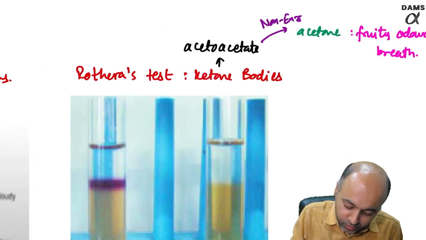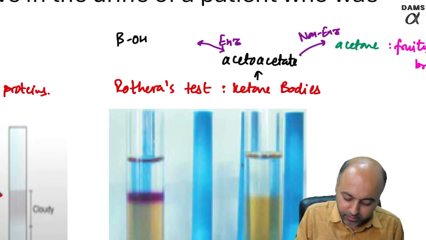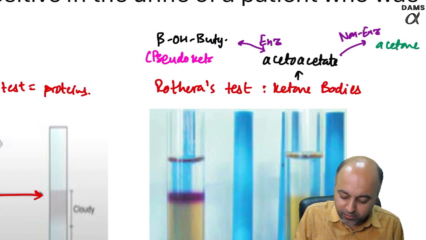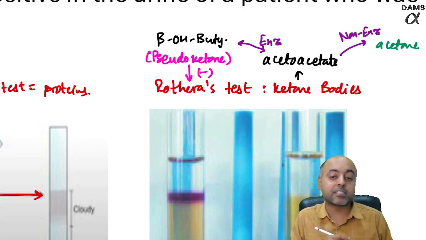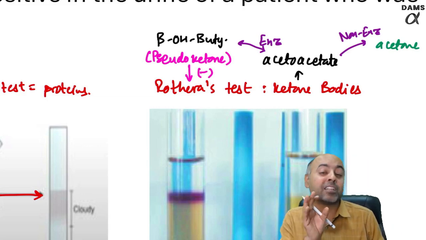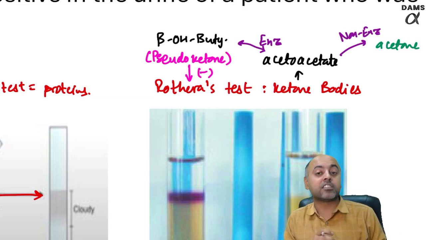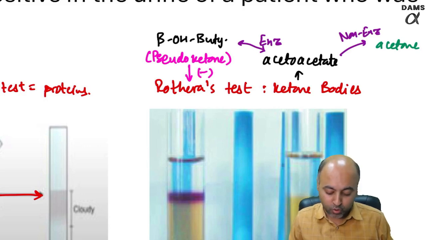The acetoacetate also gets converted enzymatically, and that too reversibly, into beta hydroxybutyrate. About beta hydroxybutyrate, what you have to remember is that it is a pseudo ketone, meaning it doesn't have the keto group, and therefore when you test it via the Rothera's test, the result will be negative. So please remember, among the three ketone bodies, the beta hydroxybutyrate doesn't give the positive Rothera's test. It is called the pseudo ketone.